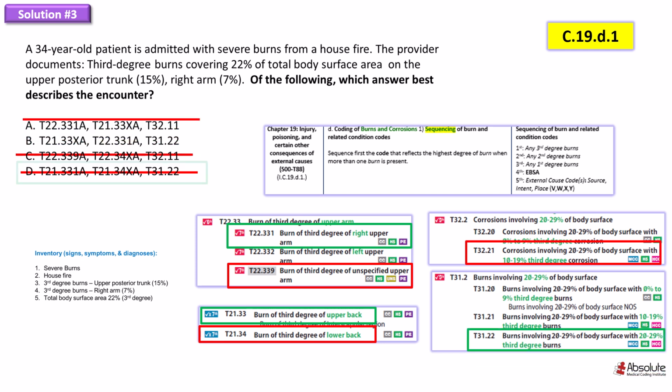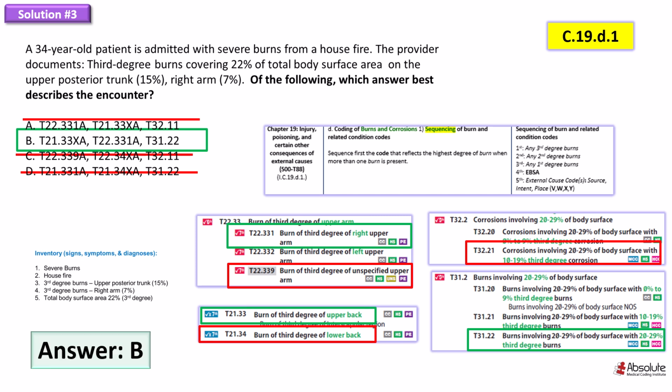So we're going to eliminate A and we're going to select B. And if you said B, coders, outstanding.